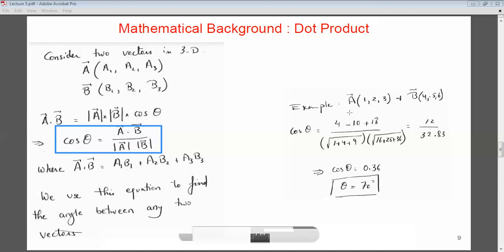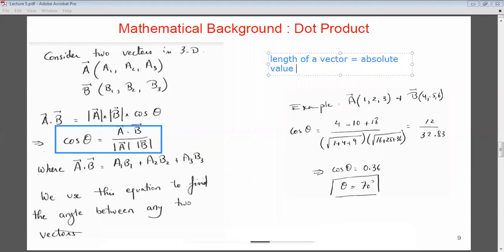length of vector A, which has components 1, 2, 3, and the length of any vector is equal to the absolute value of the first component, so A1 square plus A2 square plus A3 square. So this is if I'm getting the length of vector A. Okay, so this is the formula.